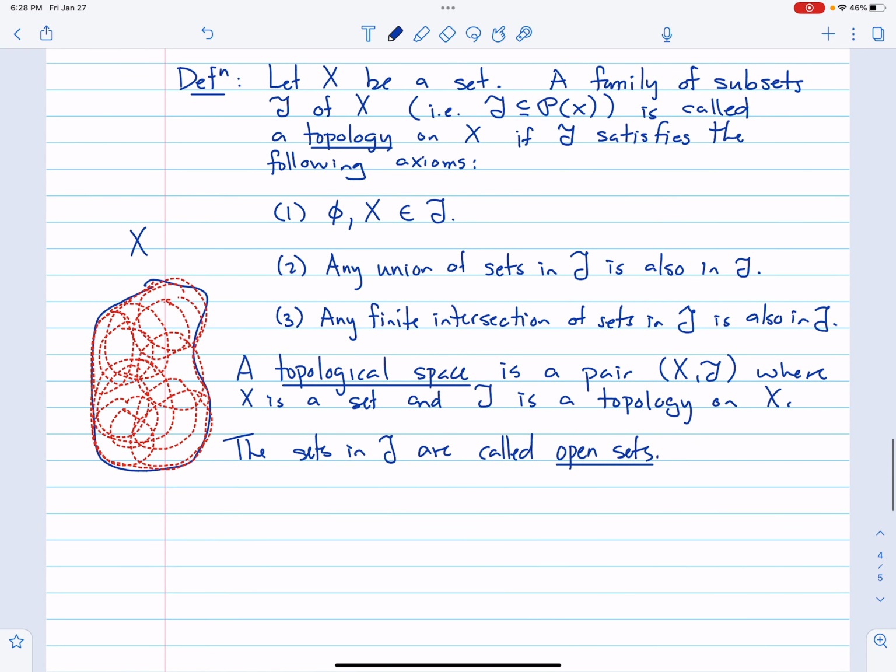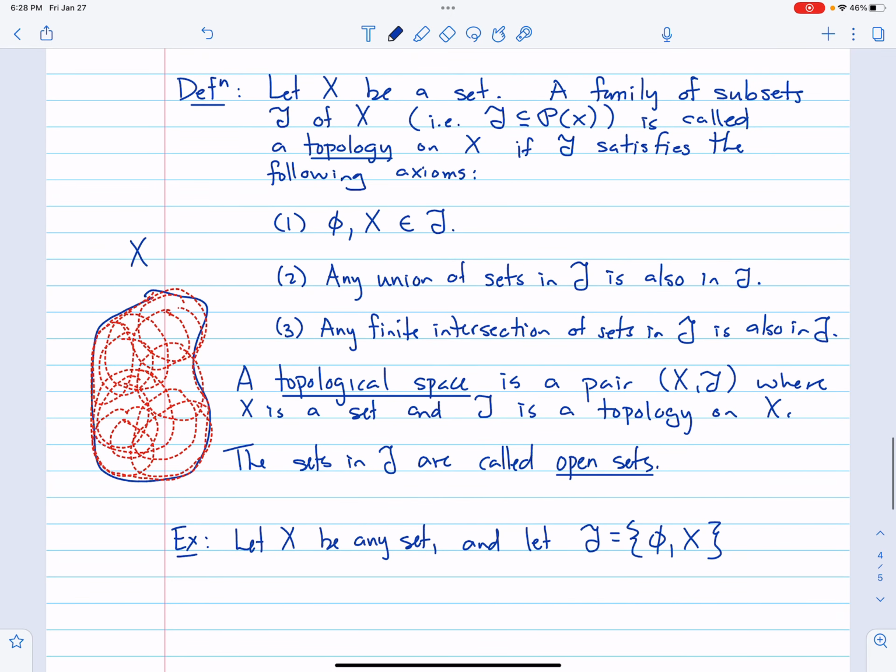So let's see an example. Our first, simplest example. Let X be any set, and let T be, so remember T has to be some collection of special sets inside of X, and it has to satisfy the three properties there. Well, the easiest way that we can satisfy the three properties is we can just include the empty set and the set X itself. Okay? Well, it's not too hard to check in that case, does it satisfy this?